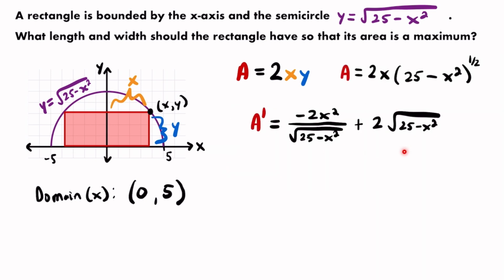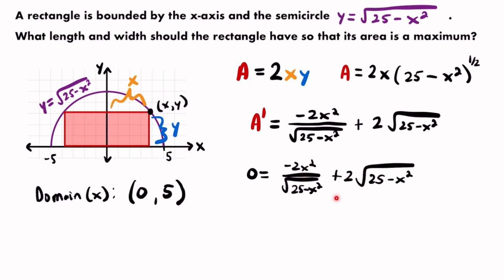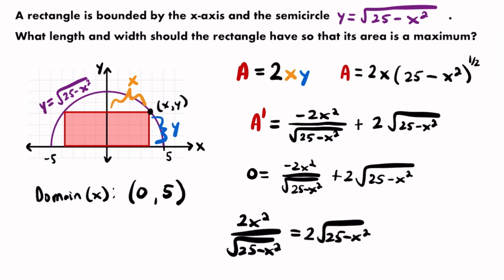If we set our derivative equal to 0, we'll have 0 is equal to these same two terms. And now to solve for x, the first thing I'm going to do is add this expression to both sides of the equation. That will cancel out with this on this side and essentially just move it over to the other side, but it'll be positive instead of negative. So we'll have 2x squared divided by the square root of 25 minus x squared is equal to 2 times the square root of 25 minus x squared.